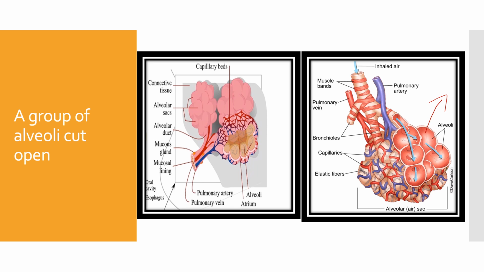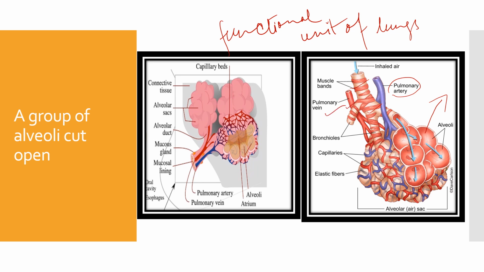Alveoli are called the functional units of the lung. As the main site of action of O2 and CO2 exchange, they are called the functional units of lungs. So let us see what there is in these alveoli. There are muscle bands. We can see the pulmonary artery coming on top of this alveoli, and the pulmonary vein, which is marked as red. These are the bronchioles.